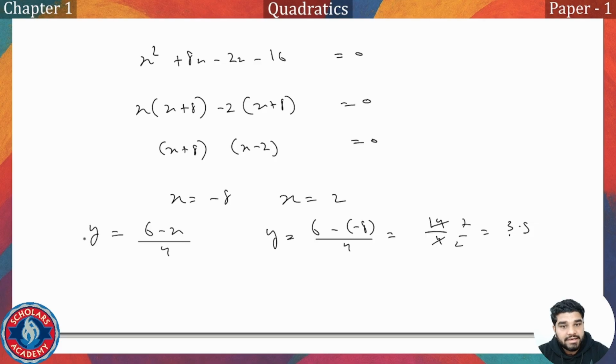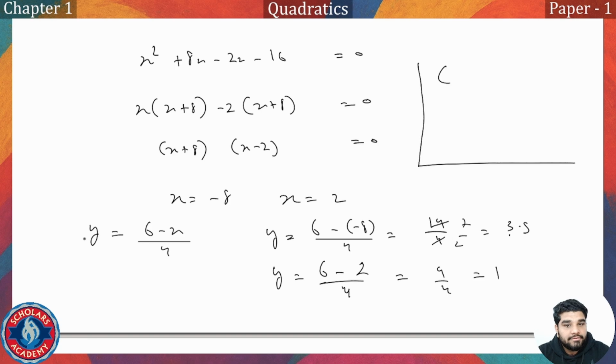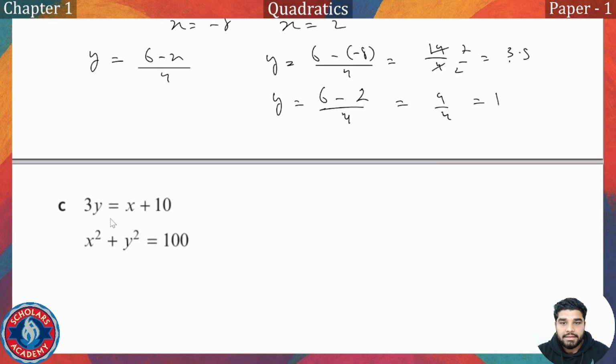And if I substitute x is equal to 2, what I will get is y is equal to (6 minus 2) by 4. That is 4 upon 4. That is 1. So the two coordinates that we are finding, which are our solution, are: when x is negative 8, y is 3.5, and when x is 2, y is 1. So these are our two solutions. Okay, let's move forward.